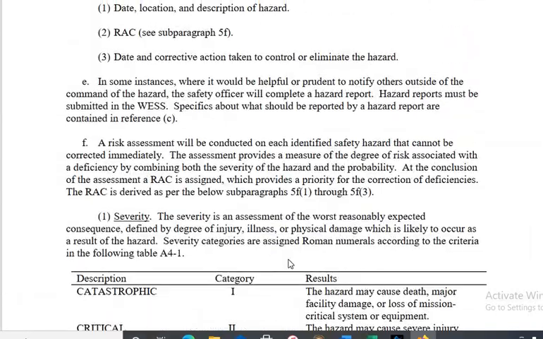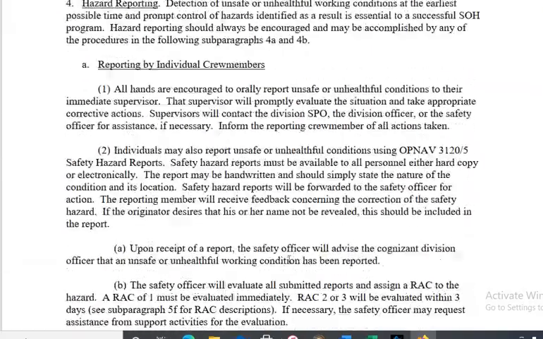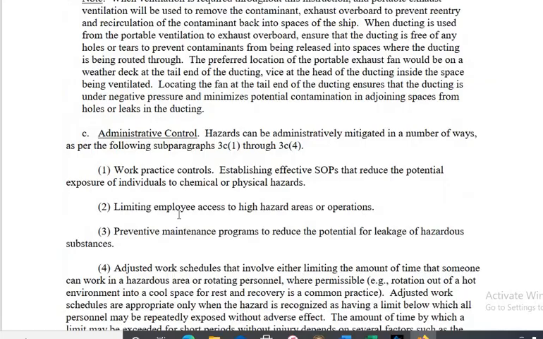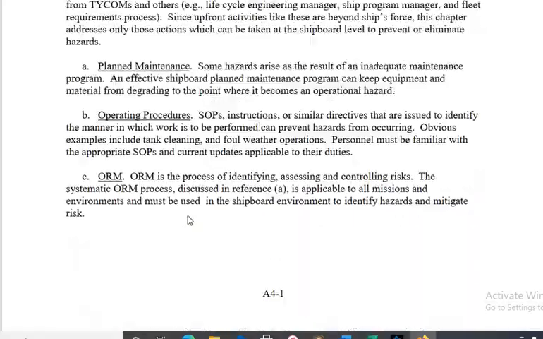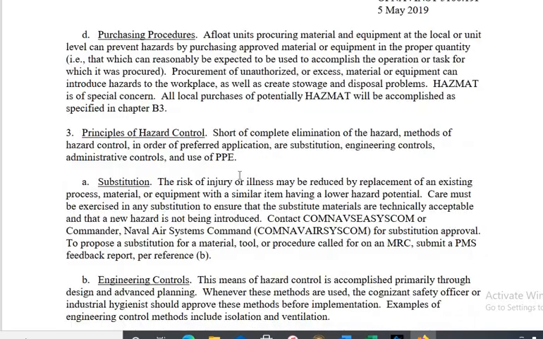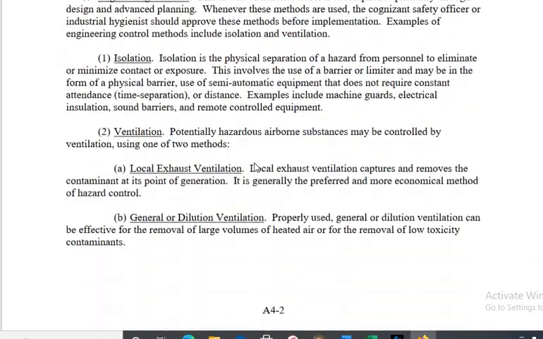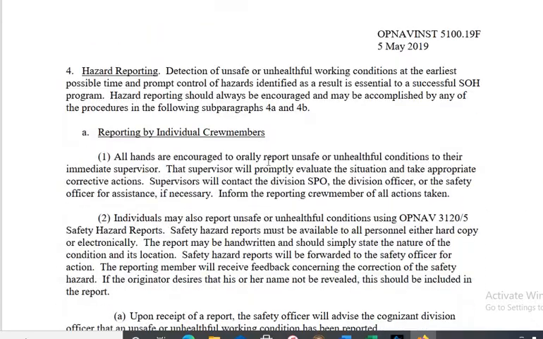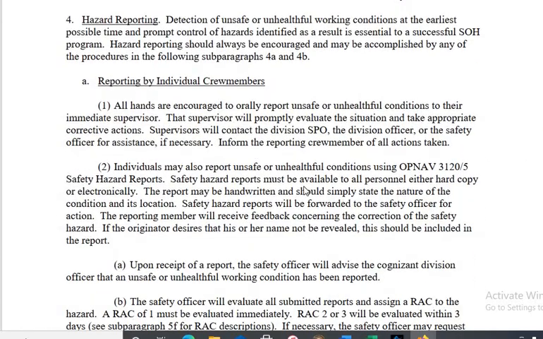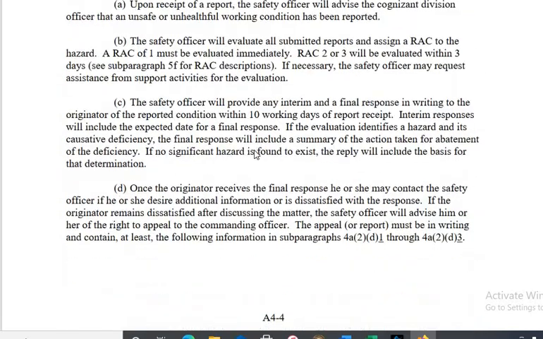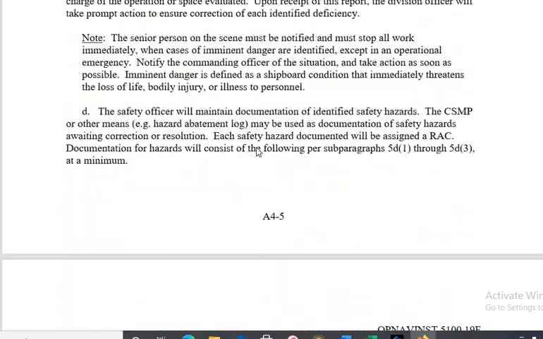But all right, so simple video as promised, A4. Again, I'm just going to scroll down on what I think is probably important to remember when I have time to go back and study. I think the big ones for me are really timelines. So 10 days to report. The OPNAV instruction form. CO's got to respond within 10 days.